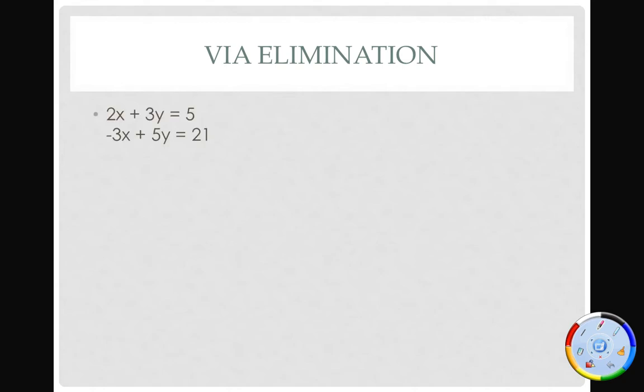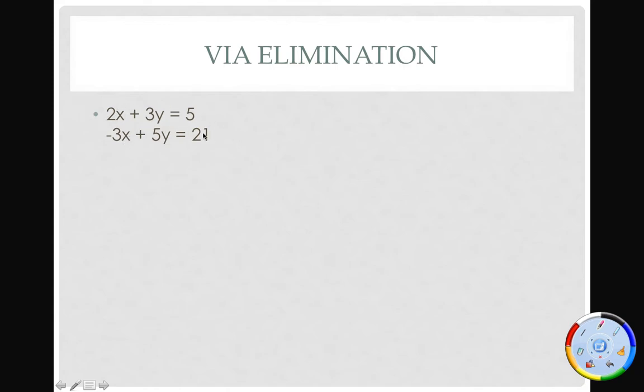And problems that look like this again, so we have 2x plus 3y equals 5, and -3x plus 5y equals 21. Well, the idea in elimination is to eliminate one of the variables. And one of the nice properties here is that we could add the 2 equations together, or we could subtract the 2 equations. But the whole point of that is so we can eliminate one of the variables.